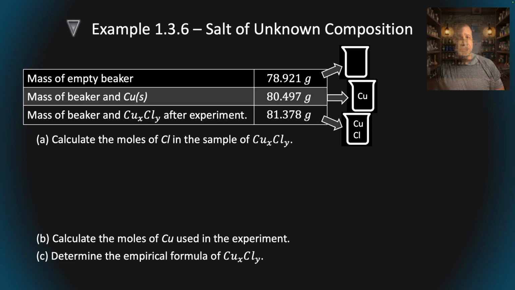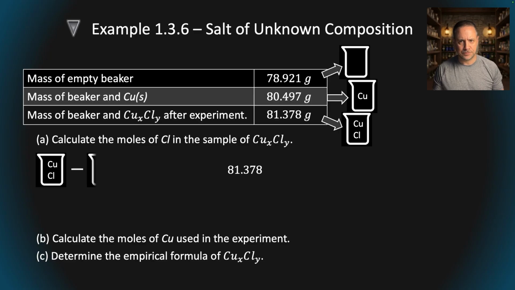The nice thing about the free response questions is that complex problems are broken into multiple steps, and that will help guide you. Part A is asking for the moles of chlorine. Use the pictures that you drew to help you figure out how to find it. The only picture with chlorine in it is the third one. However, this includes the beaker and the copper, which is represented by the second. Subtracting that will leave me with only the mass of chlorine.